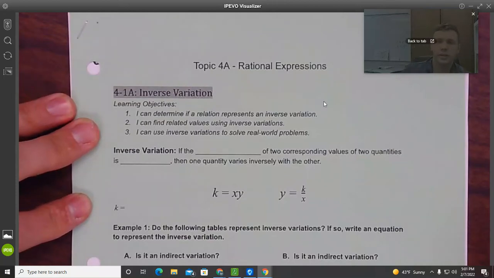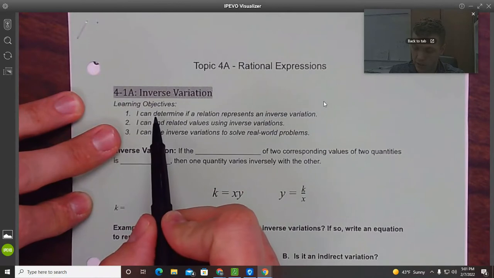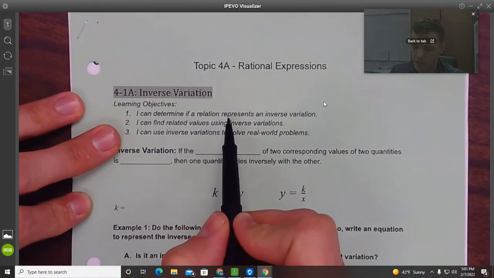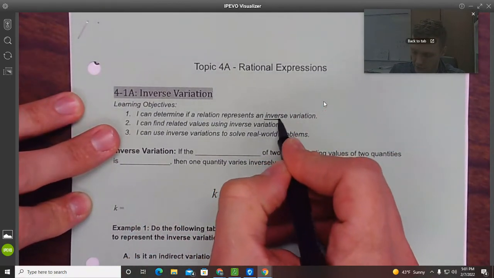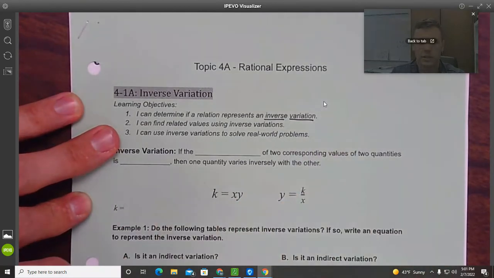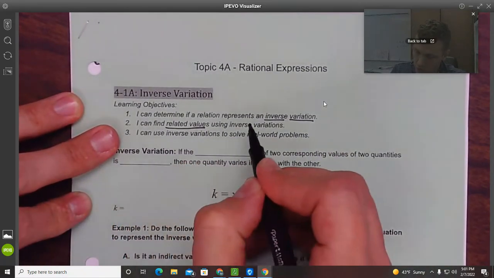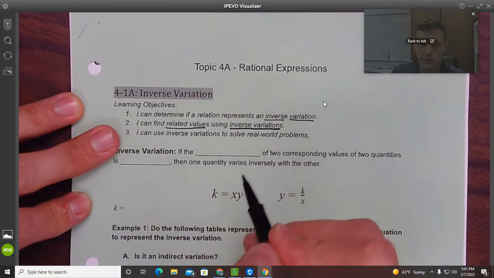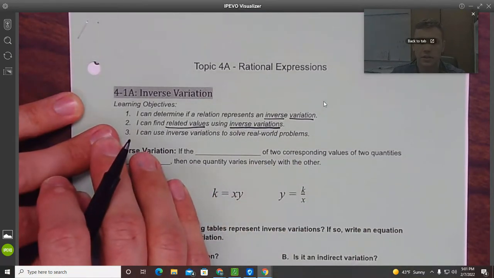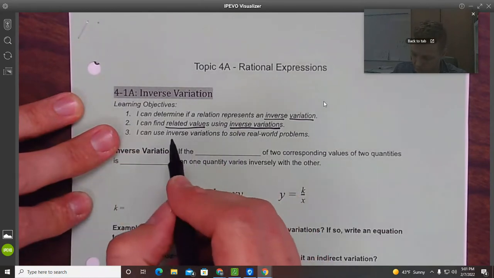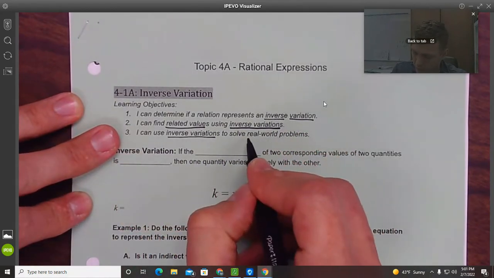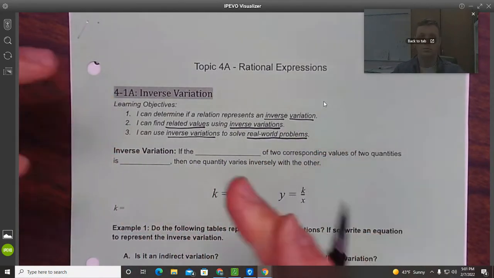All right, guys. So, three things that you're going to be able to accomplish for today. First, you're going to determine if a relation represents an inverse variation. You're going to find related values using inverse variation. And you're going to use inverse variations to solve real world problems.